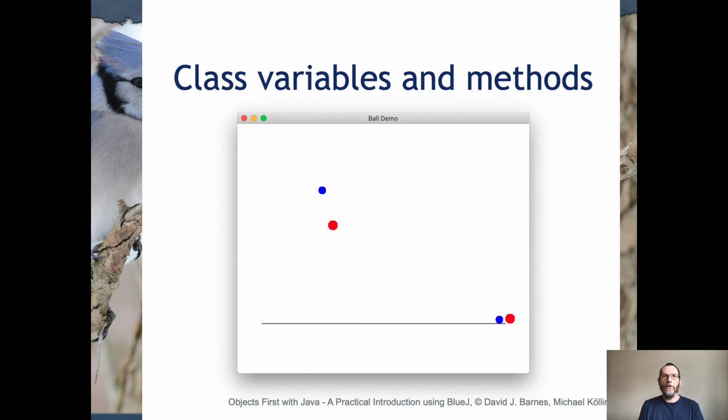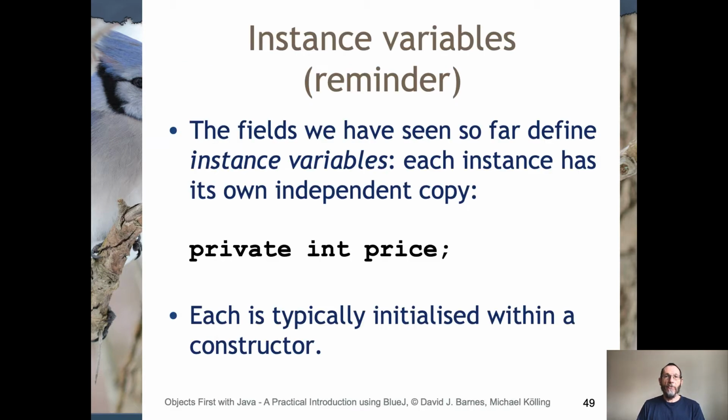In this video, we're going to look at the topics of class variables and methods. Up to this point, our focus has really been on the idea of instance variables and methods. So just as a reminder of what an instance variable is, the fields that we define at the beginning of a class mean that each instance of that class will have its own independent copy of those variables.